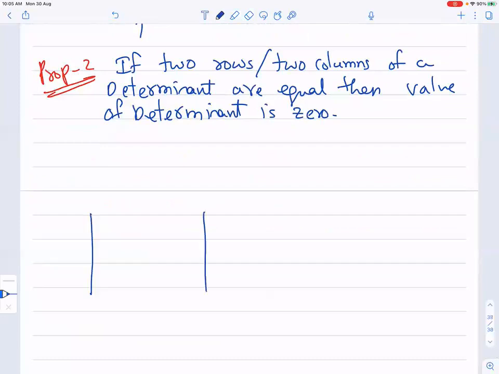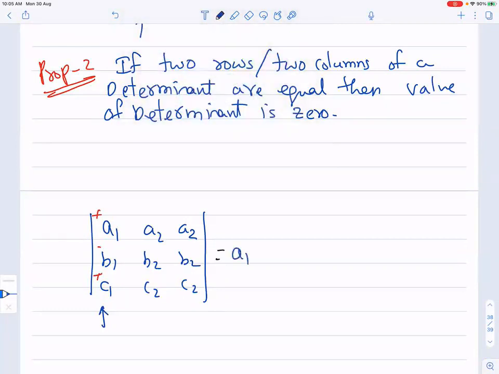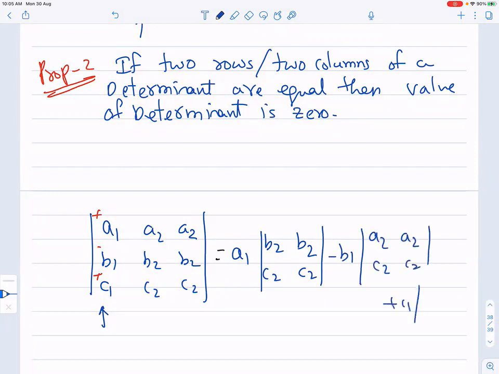Imagine if I write A1, B2, A2, A2, B1, B2, B2, C1, C2, C2. Now I'll expand with respect to this column. What will I get? I will write plus minus plus and open accordingly. That is A1 into B2, B2, C2, C2, correct? Minus B1 into A2, A2, C2, C2, plus C1 into A2, A2, B2, B2.